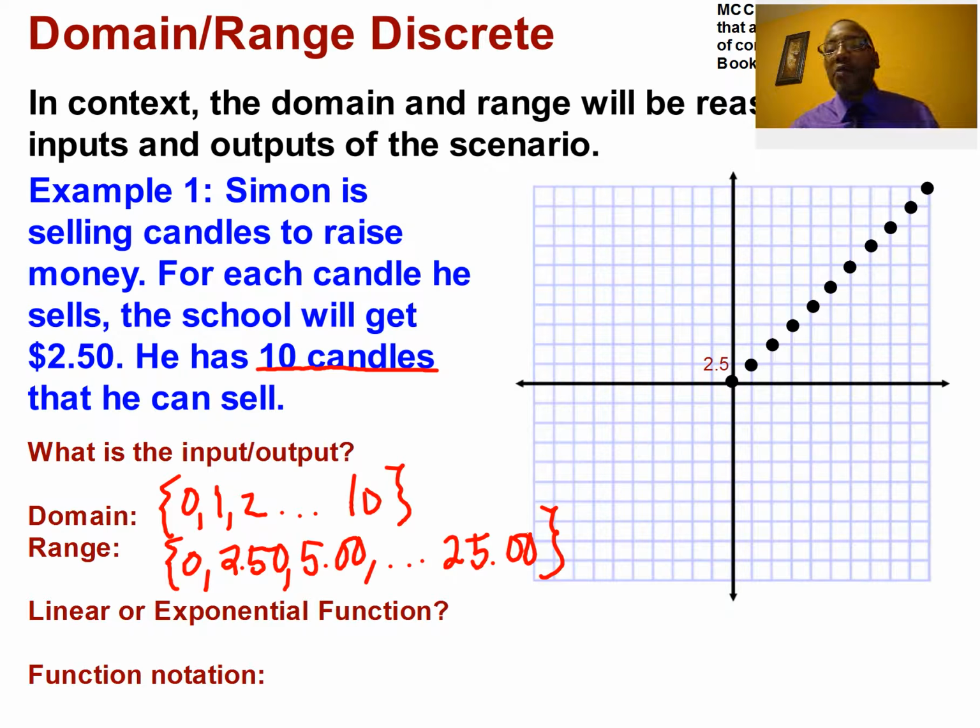Now we kind of knew that without using the graph, because if I read the word problem, I notice that the input is the number of candles, and then the output is $2.50 for each candle. So starting with 0 sold would be $0, 1 sold would be $2.50, 2 sold would be $5, etc., as we get up to $25.